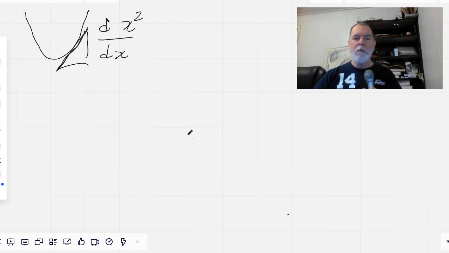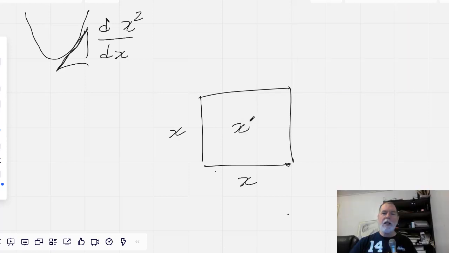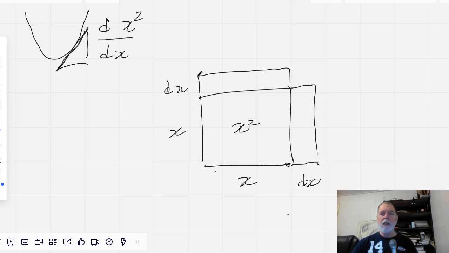So we want to find that small change in x squared for every little incremental small change in the value of x. And we do this by drawing a square with sides x. Now the area of this square is x squared. All right. Now we're going to increase x ever so slightly by an amount dx. So that means this shape is going to go up a little bit. And we're also increasing this x by the same amount, by dx. So that's going to go up a little bit.